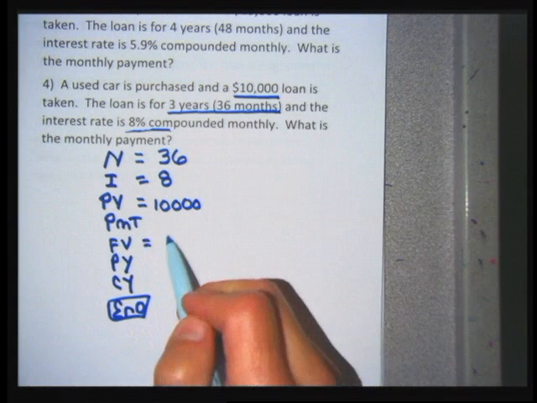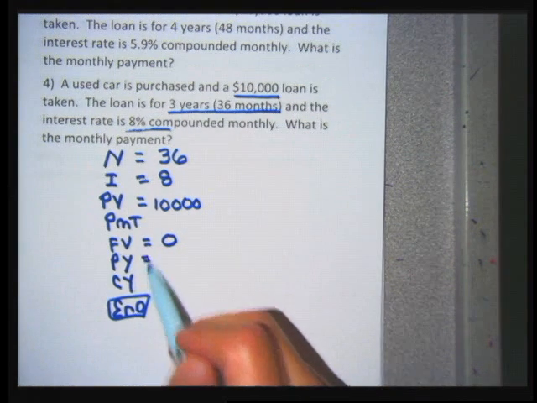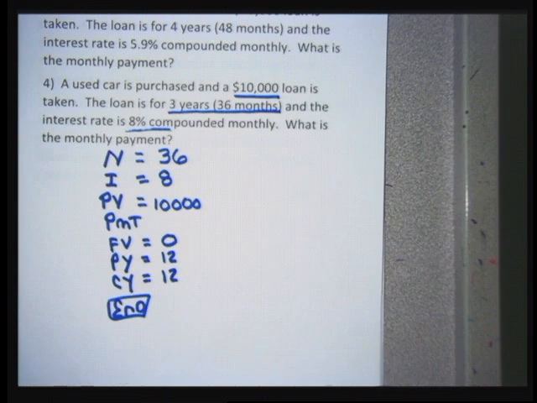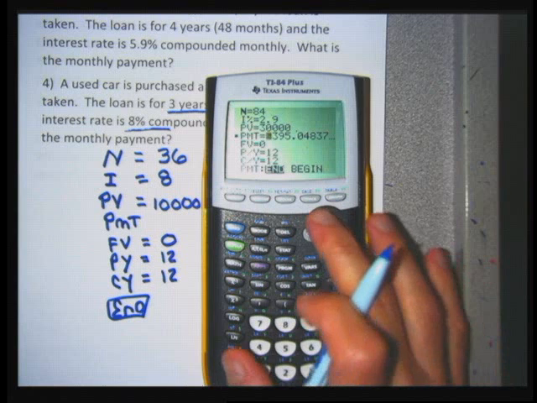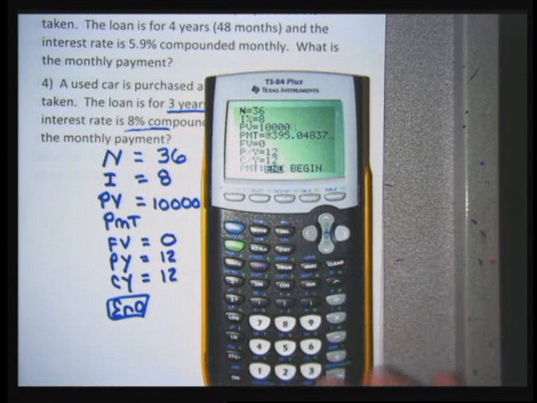The FV is going to be the 0 that I want to owe when the car is paid off. And the PY and the CY, I'm making 12 payments per year because I'm making monthly payments and there's 12 months in a year. And then I leave the calculator on end. So I'm still on that TVM solver, which is a good thing. Now I'm just going to cursor up to the N, type in 36, 8 for the I, 10,000 for the PV, that's 10,000, not 100,000. And now I have the bottom already set up, so I don't have to recalibrate that. It's all okay. My cursor now is flashing on the payment. I hit the green alpha button and then the enter key.